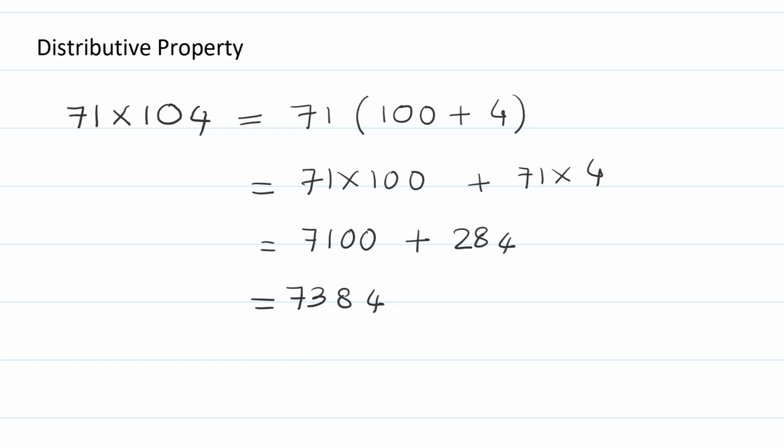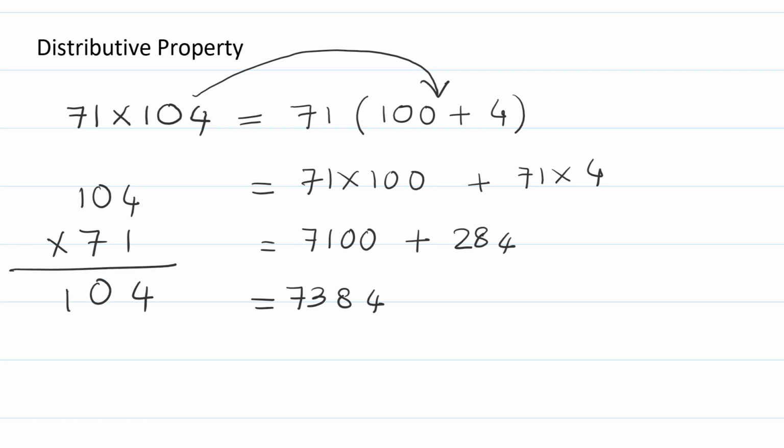So here we have used the distributive property. We have divided. To distribute is to divide 104 into two parts, 100 plus 4. And then calculations are easy. 71 into 100 plus 71 into 4. So there are two methods. Multiply 104 by 71, or divide 104 into two parts, 100 plus 4, and expand.